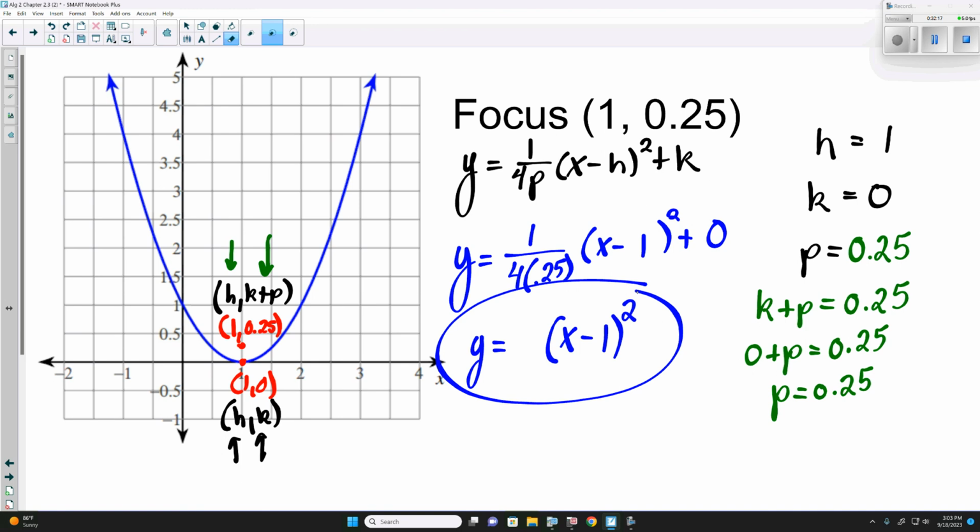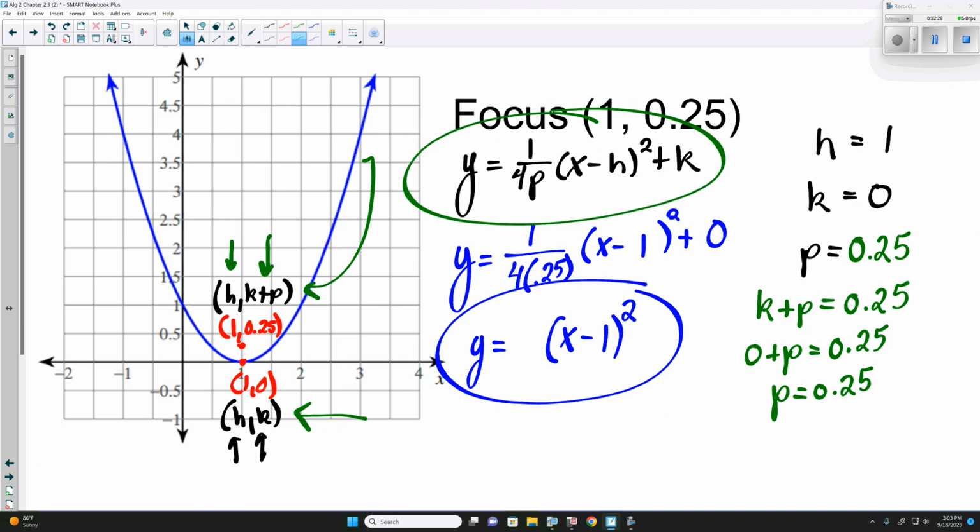But again, the biggest thing for this is really being able to connect the general forms of these here with our focus, vertex, and the equation itself with the information given. Because if we can connect these two, that's where we're going to be able to solve these and find the equation. So we're going to finish this.